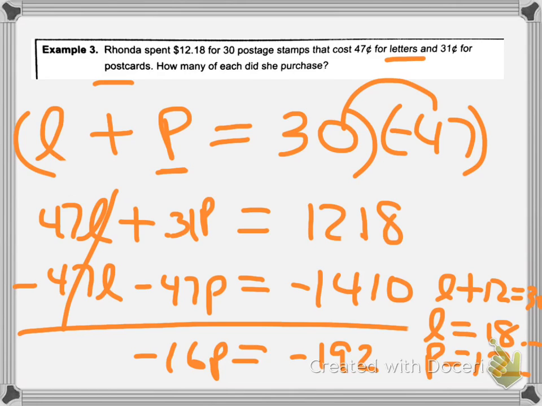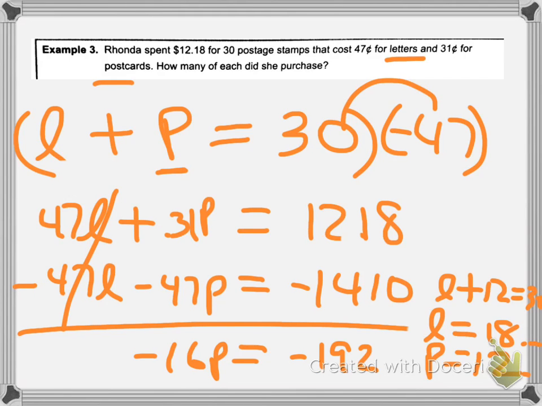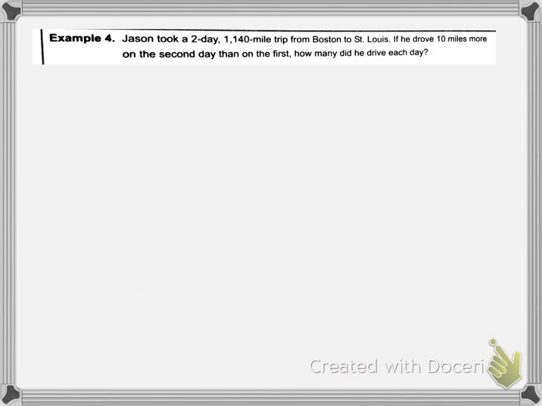Okay. All right, here we go. Jason took a 2-day, 1,140-mile trip from Boston to St. Louis. If he drove 10 miles more on the second day than on the first, how many did he drive each day? Okay, so like we did last time, we need to find something plus something equals the total. 1 day plus 1 day. So how many did he do?